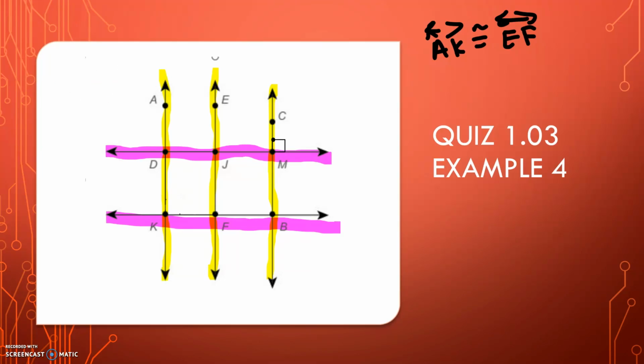Also, since this angle is perpendicular, these are all perpendicular. It means those angles are equal. They're all right angles. And also, the ones that are on the other side are also perpendicular, also measure 90 degrees, also all congruent to each other.